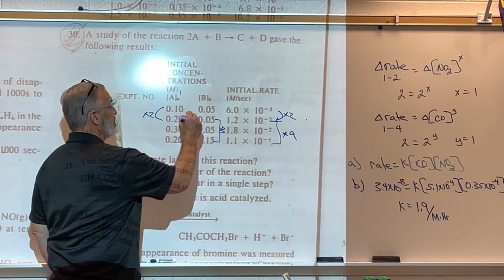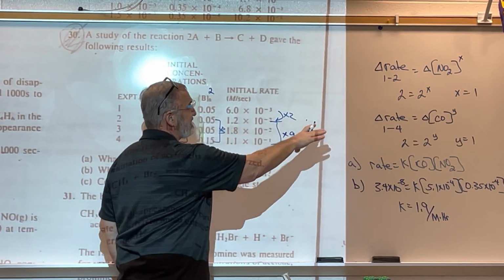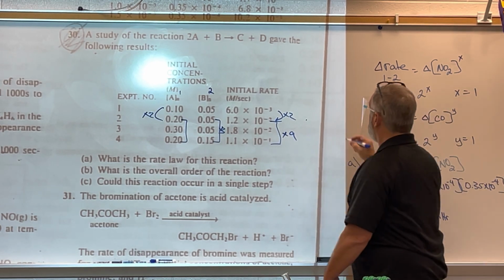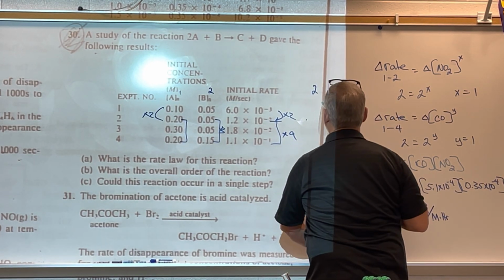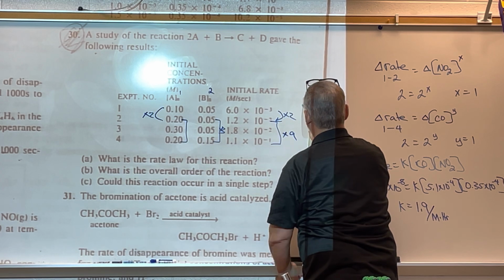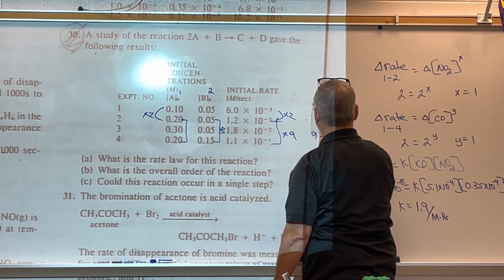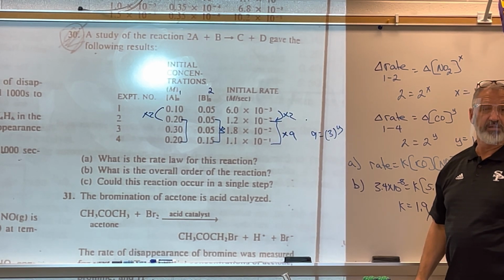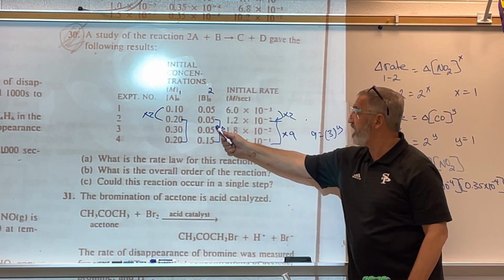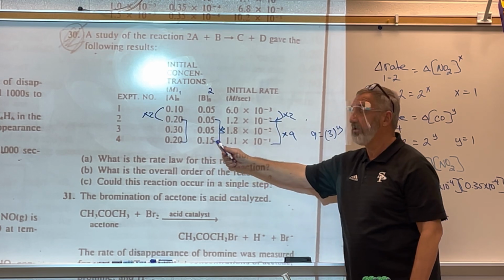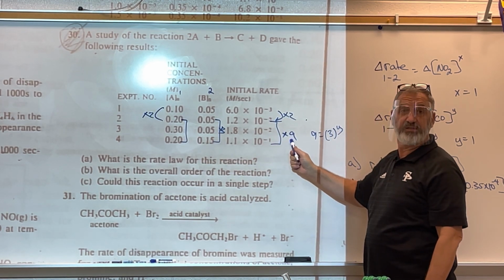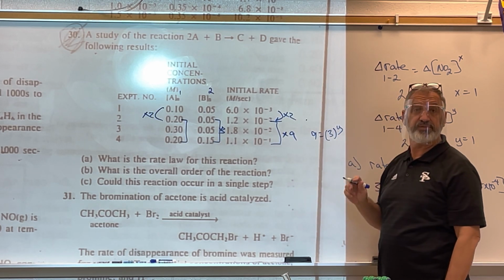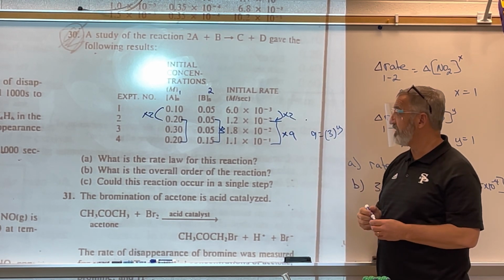2. Now you do the exact same thing here, except we're going to end up getting 9 is equal to 3 to the y, because we changed the concentration times 3, but the rate changed by 9. So we can see that y equals 2. And then you do everything else the same.